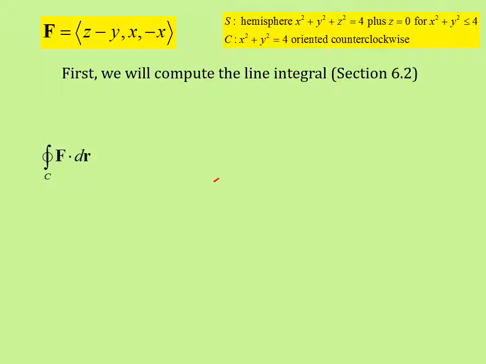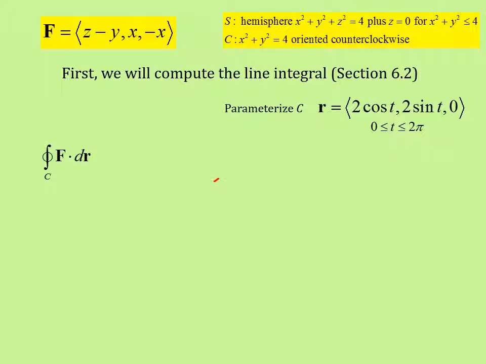So here is the parameterization of the curve. The curve x squared plus y squared equals 4 would be the circle of radius 2. And so a good parameterization of that would be 2 cosine t, 2 sine t, comma 0. That would give us a counterclockwise orientation.